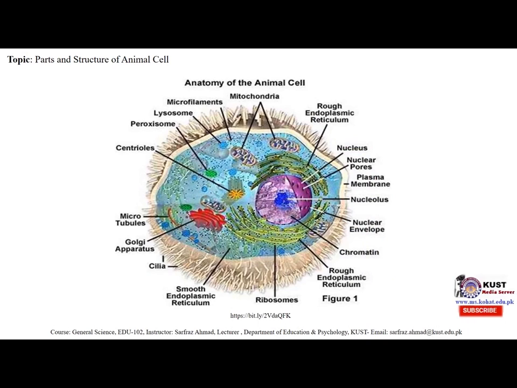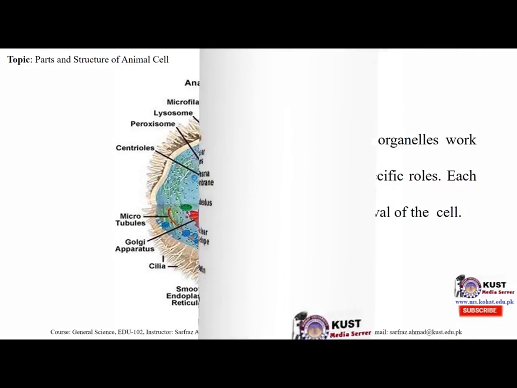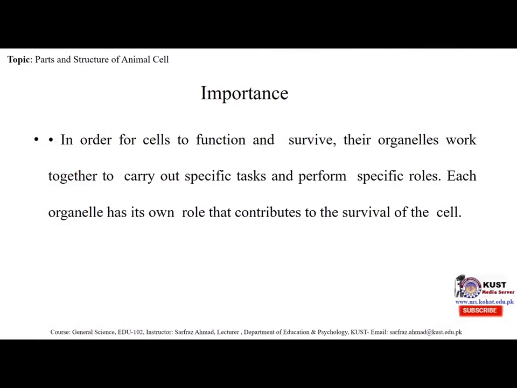So this is the anatomy of the animal cells. Now, what is the importance of these animal cells? In order for cells to function and survive, their organelles work together to carry out specific tasks and perform specific roles, and each organelle has its own role that contributes to the survival of the cell.